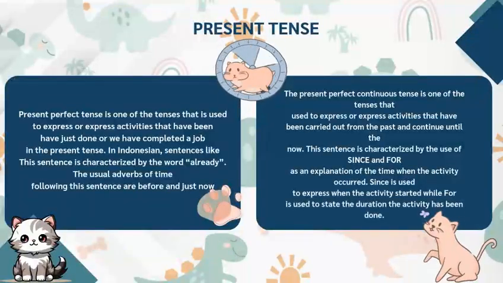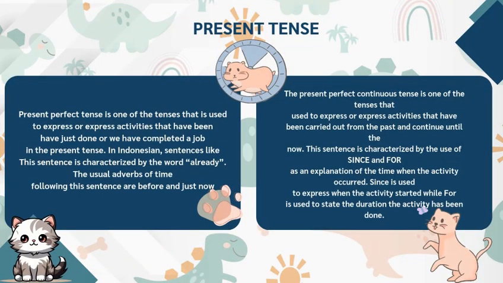Present perfect tense is one of the tenses used to express activities that have just been done, or that we have completed in the present. In Indonesian, sentences like this are characterized by the word already. The usual adverbs of time following this sentence are before and just now.